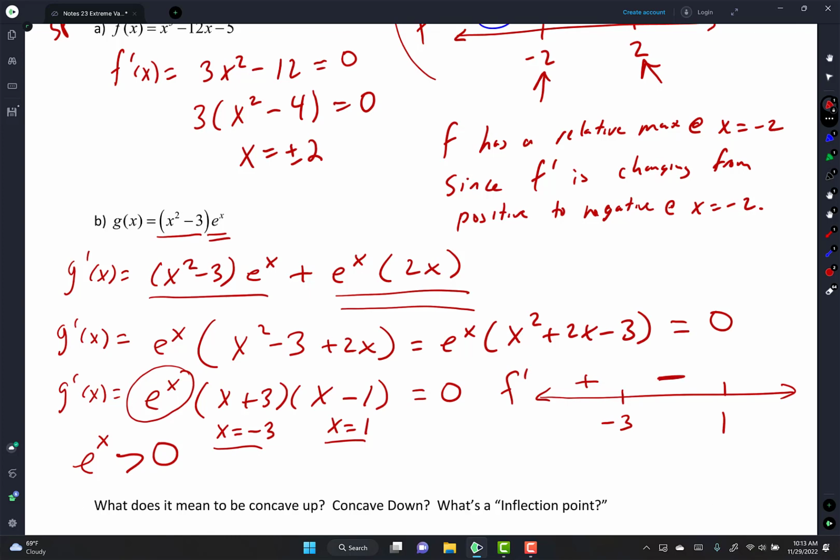I'm going to pick a number bigger than 1, like 5. You don't care about the e to the x because we already know that's always positive. 5 plus 3 is positive. 5 minus 1 is positive. Positive times a positive? Positive.